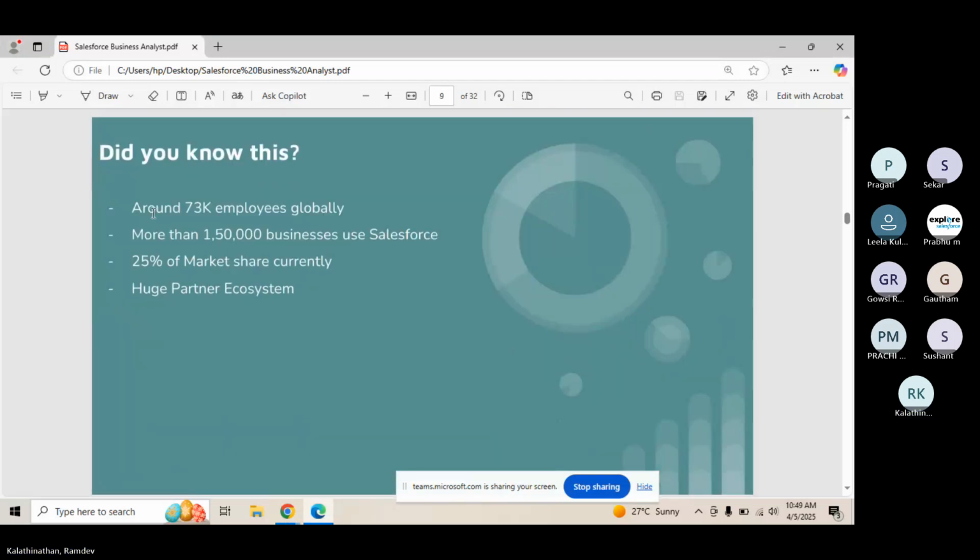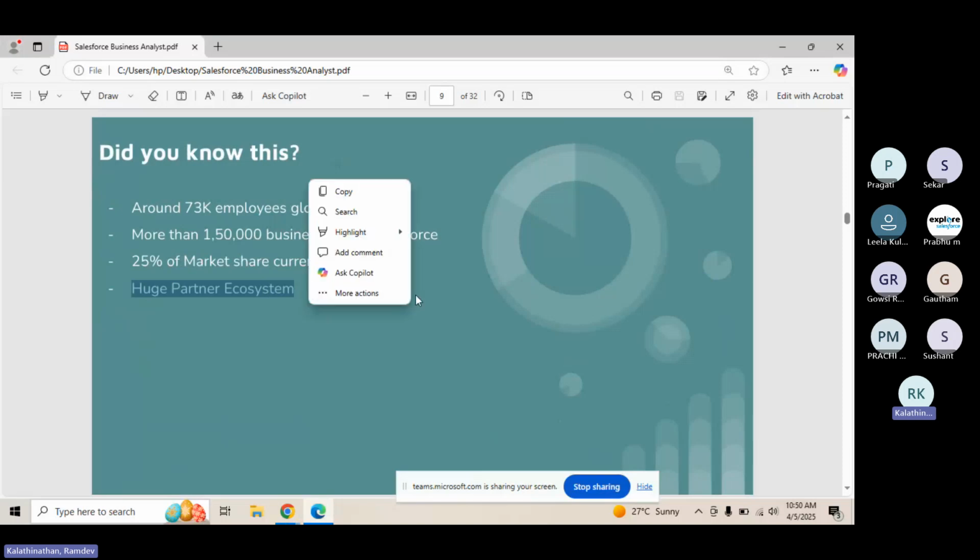Salesforce has about 73,000 employees around the world, and more than 150,000 businesses use Salesforce today, and they hold 25% of the market share. Now, probably this term can be new to a few people here. So when I say market share, if there are 100 customers who need CRM, 25 customers are using Salesforce. That is what market share means. What is your presence in the market currently? And they have a huge partner ecosystem also.